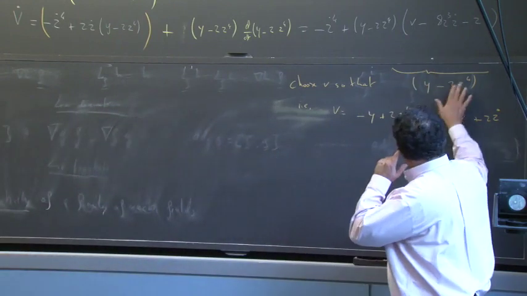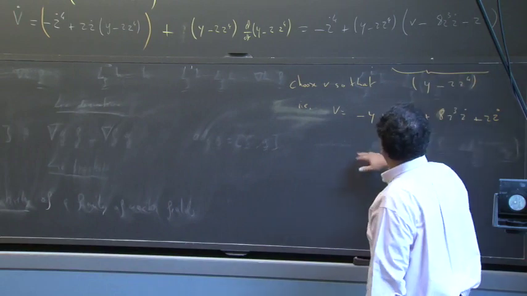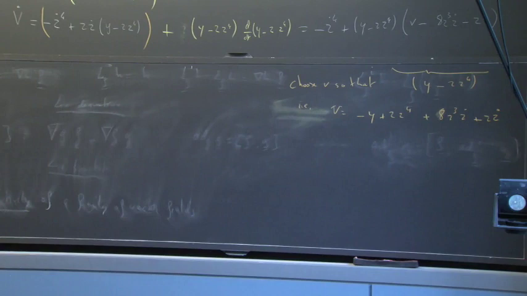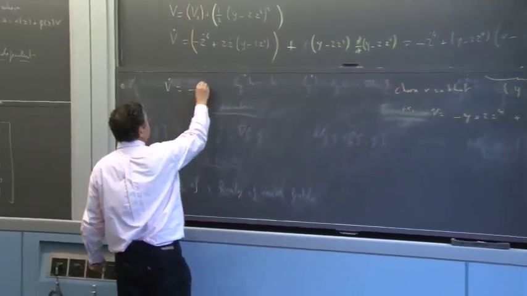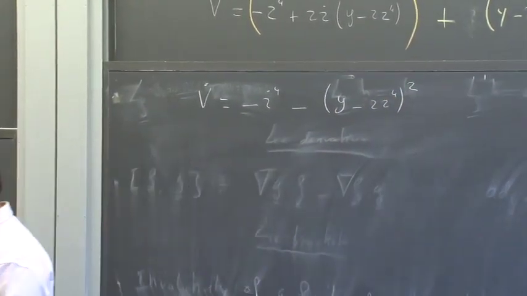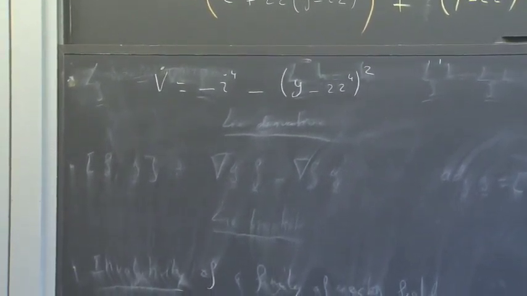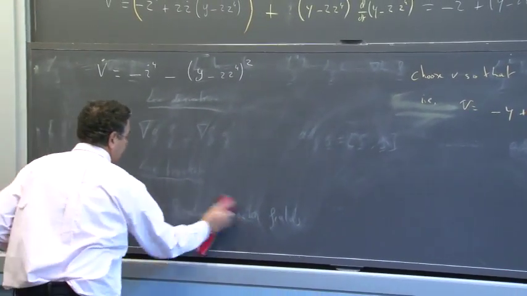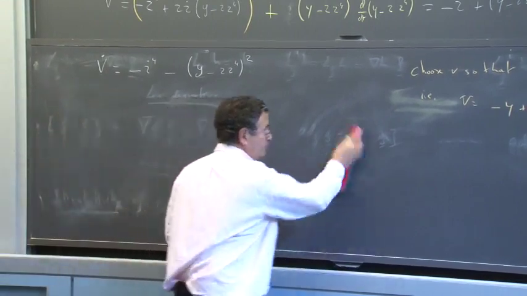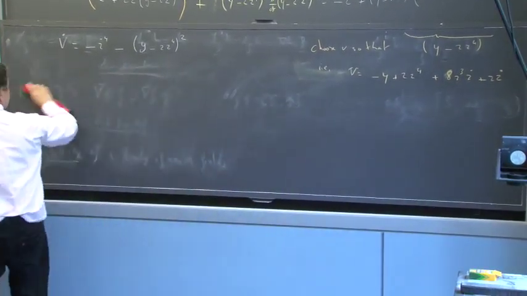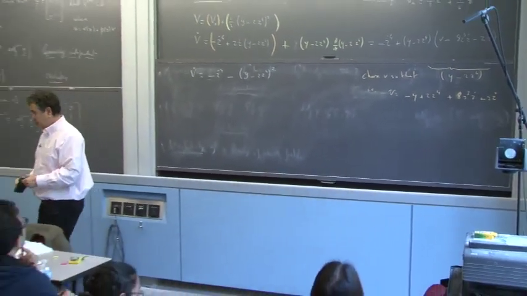So if we choose v such that this is verified, then we get this particular choice for this small v. And then, of course, v dot by construction is equal to minus z dot to the 4, minus y minus 2z^4 squared. Okay? And then, of course, we can finish the proof with the invariant set theorem, because now we have this nice set of two negative terms.